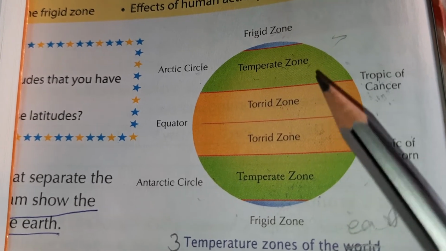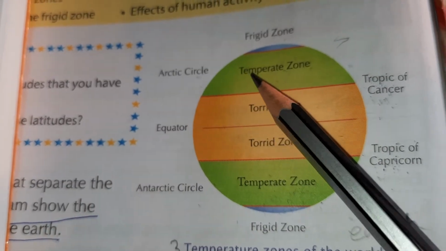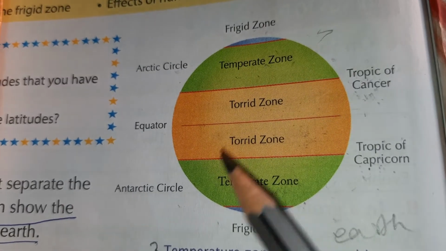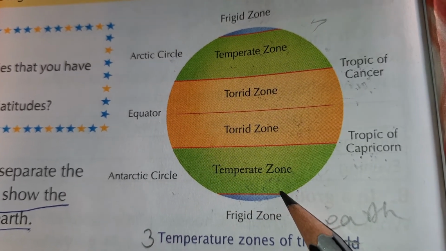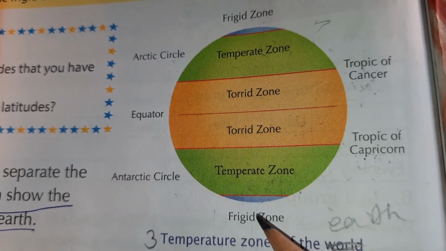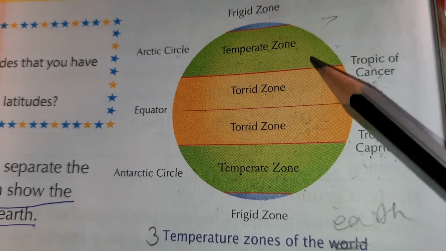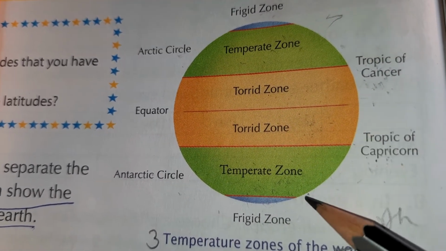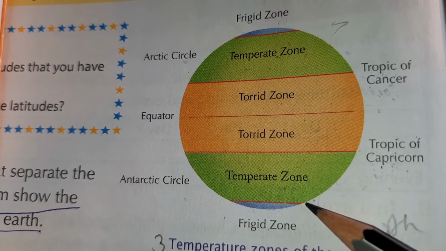Once again, I will repeat, the frigid zone lies between the Arctic Circle and the North Pole in the Northern Hemisphere and the Antarctic Circle and the South Pole in the Southern Hemisphere. It is the coldest part of the earth because the sun rays are very slanting. Here the summers are short and winters are extremely cold.